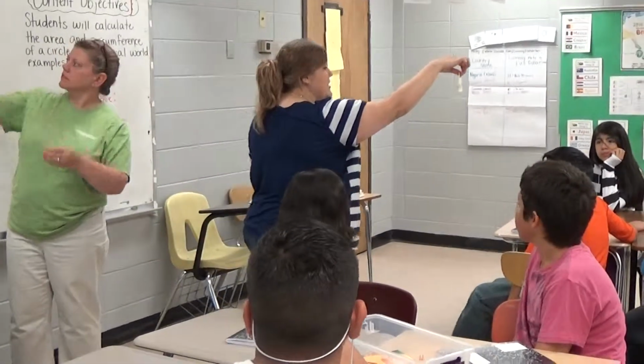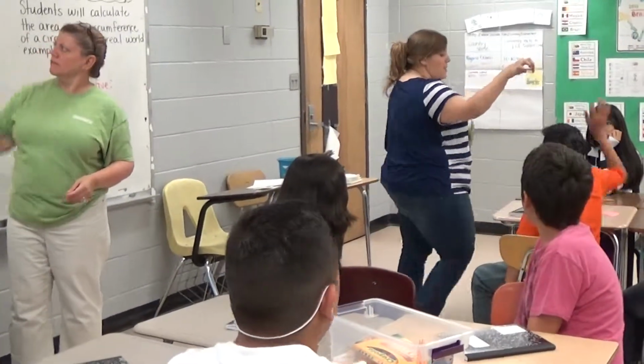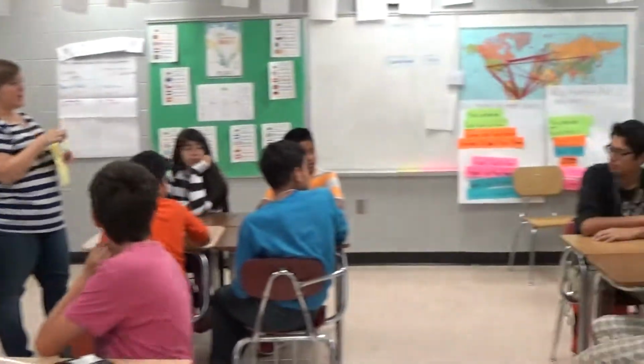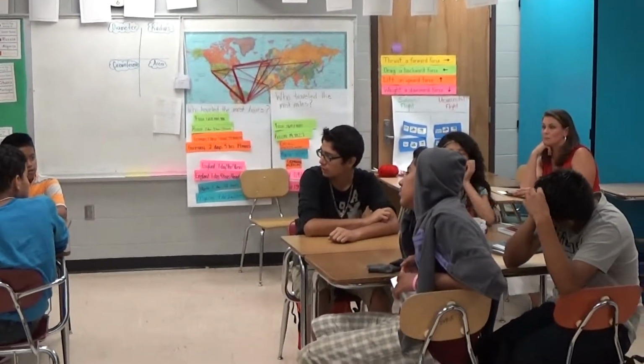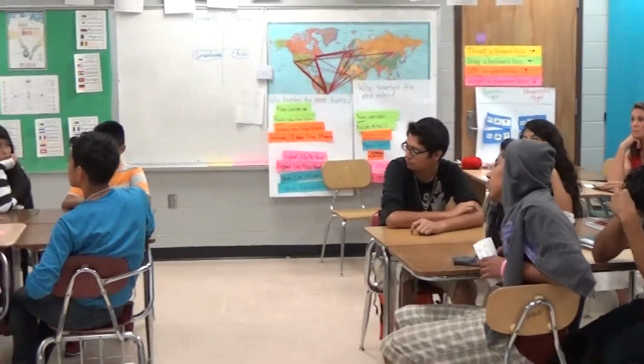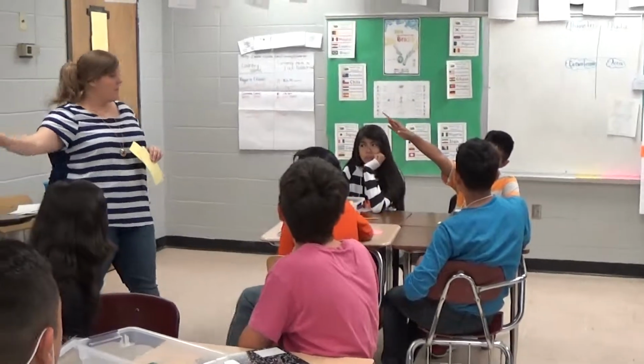What's this word? Diameter. Who can describe to me what diameter was in their own words? You don't have to give me the exact definition, just something. A line through the center of the circle. Through the whole circle, right, through the center. So who has the picture for diameter? Bring it up.